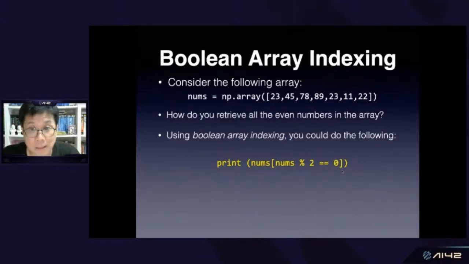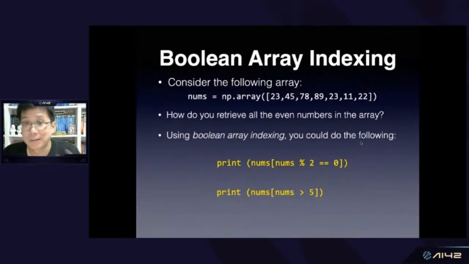Now, what happens if I want to retrieve all the numbers greater than specific values? Again, using Numpy, you can just specify your condition. So nums greater than 5, that's it. And it will print out all the numbers greater than 5 in this example.